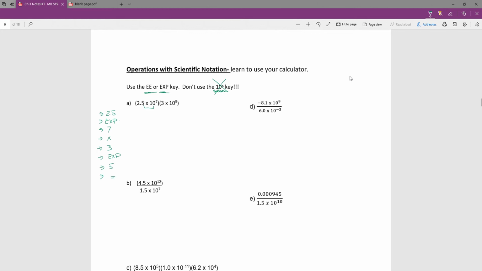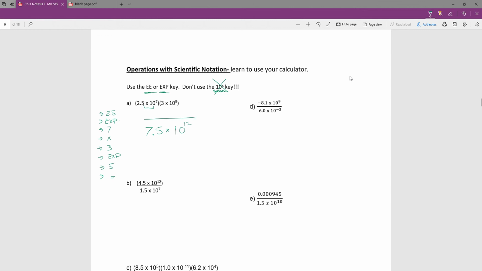Doing this in your notes can be helpful for when you look back on this. You're not going to do it all that often, so it is something, certainly if you're not doing chemistry or physics right away, that you can forget. So your display should say 7.5 times 10 to the 12.